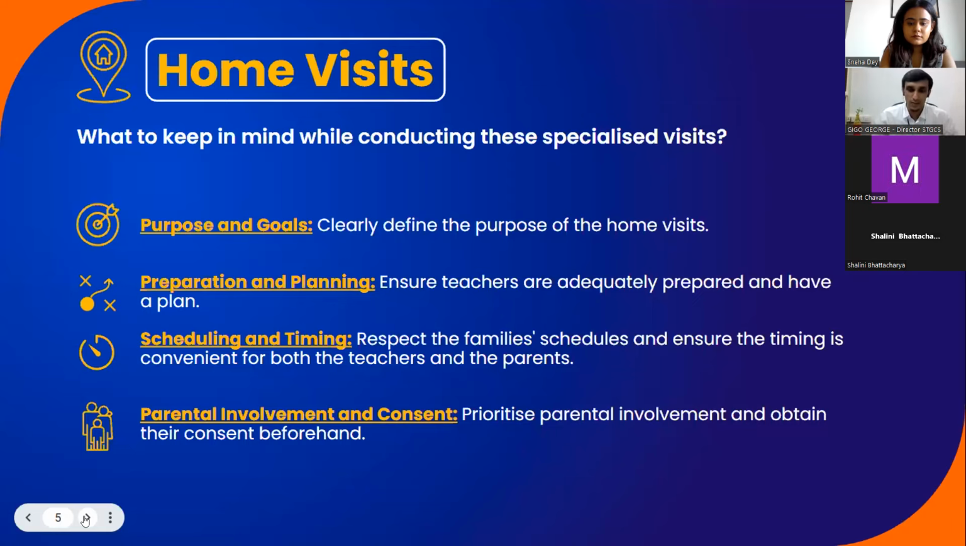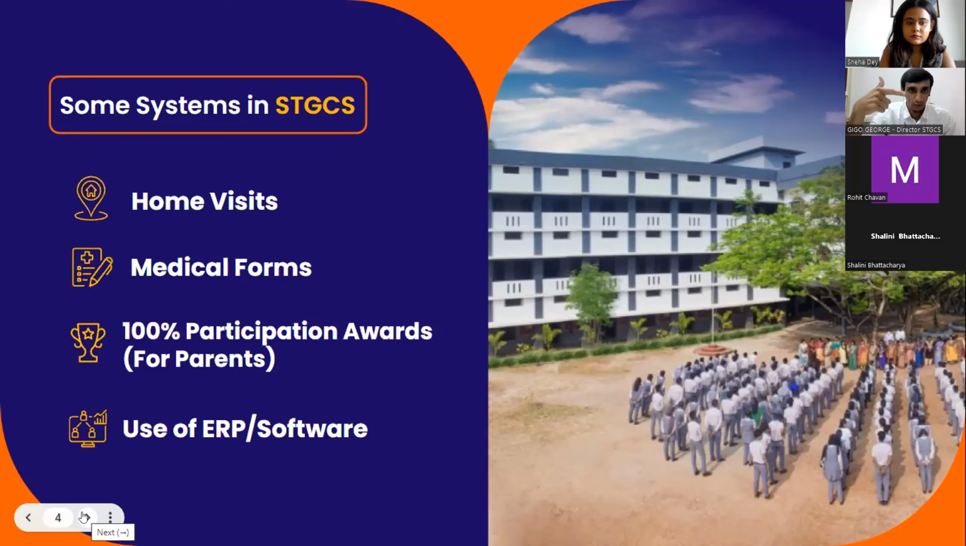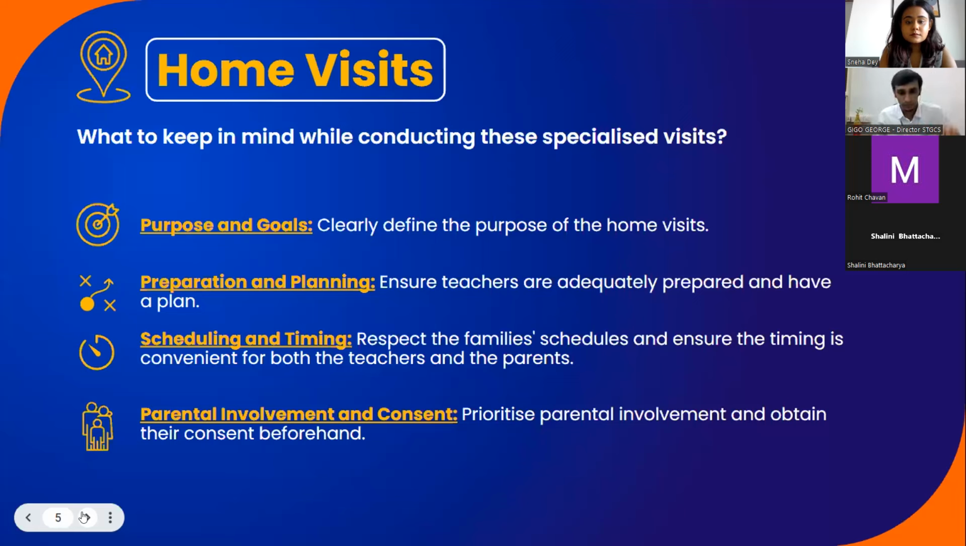So the four systems are: one is home visit, second is medical forms, third is a 100% participation award for parents, and fourth is the use of an ERP or a software. Okay. These are the four systems. If time permits, I have one more bonus system. Otherwise, these are the four systems we'll cover. We'll go to the first. All of you ready? Yes. The first system's name is home visit.